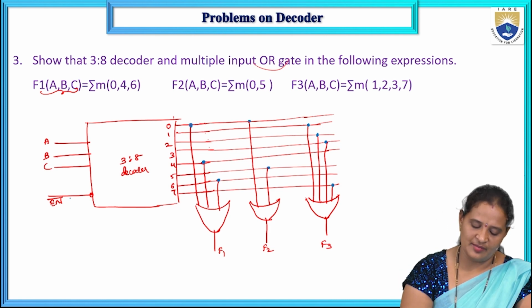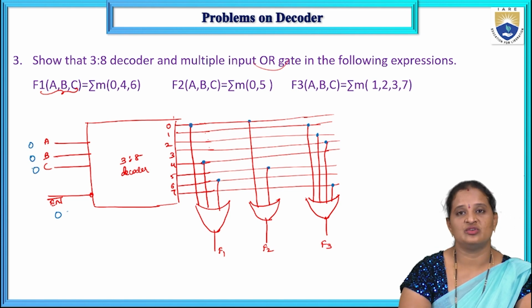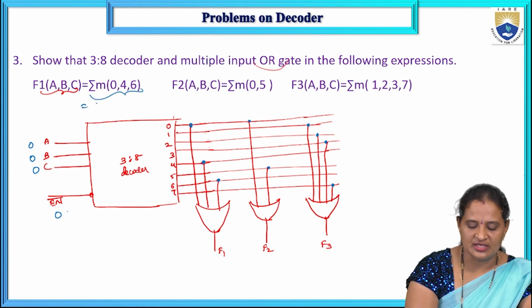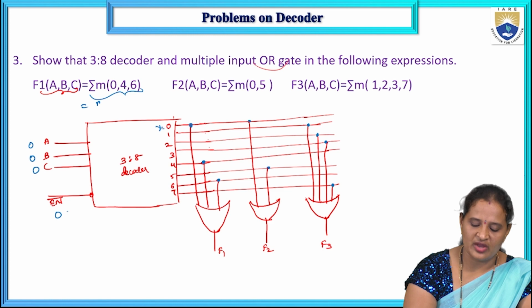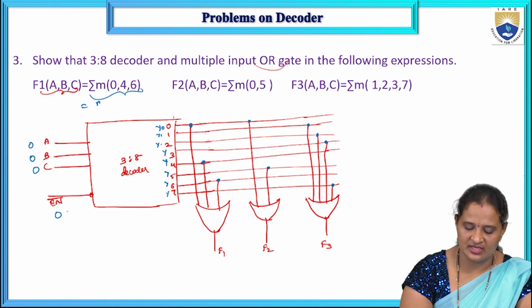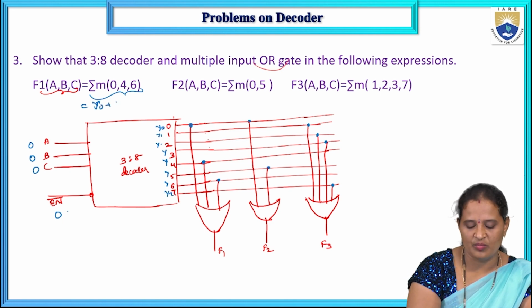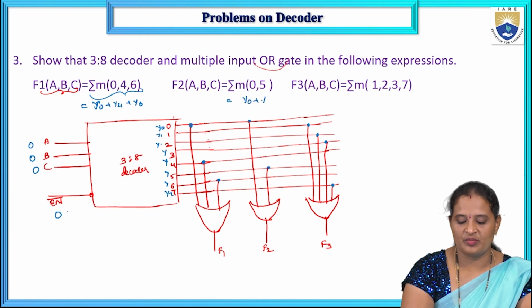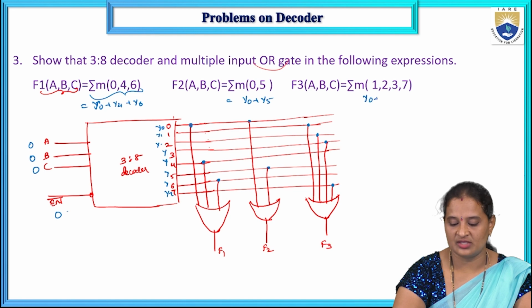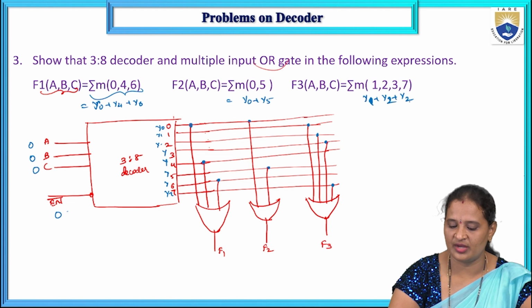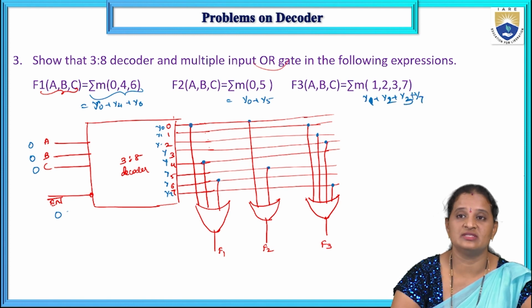Right? Now let us enable input as 0 and hence the decoder is enabled. Now let us consider the input as 0, 0, 0. So here it indicates what function? If I consider the outputs as y0, y1, y2, y3, y4, y5, y6, y7, I can write this one as y0 plus y4 plus y6, and this function as y0 plus y5, whereas this function is y0 plus y1 plus y2 plus y3 plus y7. This is the meaning, right?